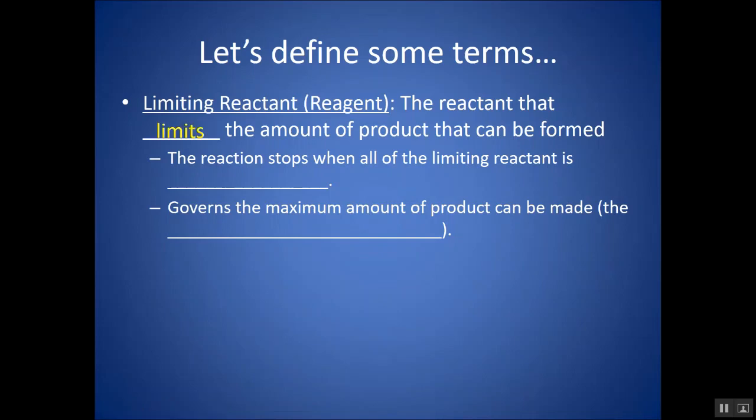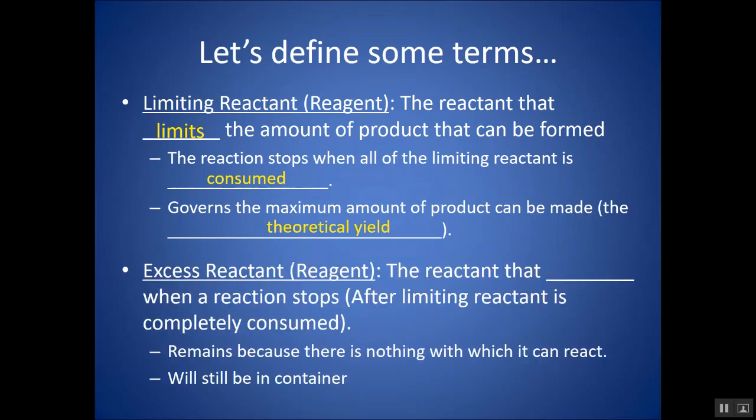Limiting reactant is the reactant that limits the amount of product. The reaction stops when all the limiting reactant is consumed. So at the end, you have 0 left over. This is what's governing the theoretical yield. It's what's governing the maximum amount of product. And the other reactant is called the excess reactant. It's the reactant that's left over or that remains when the reaction stops. It's not completely consumed. It will still be in the container.